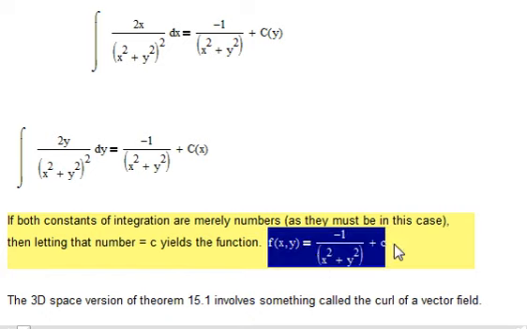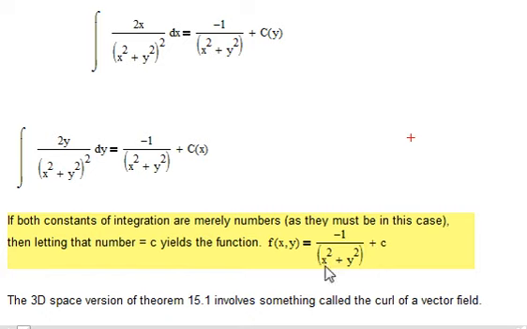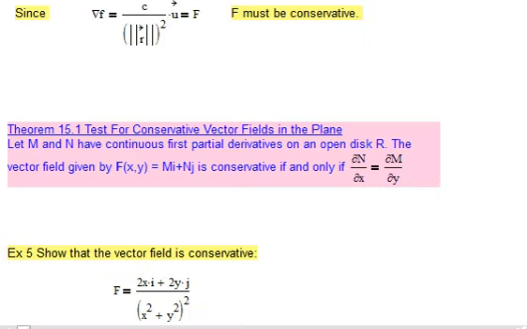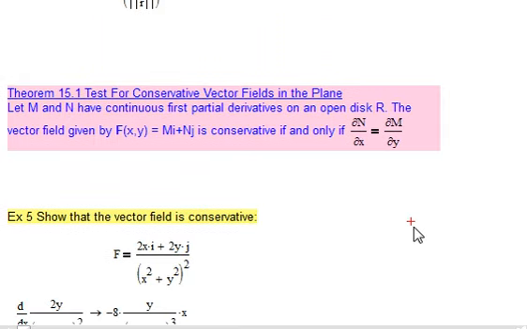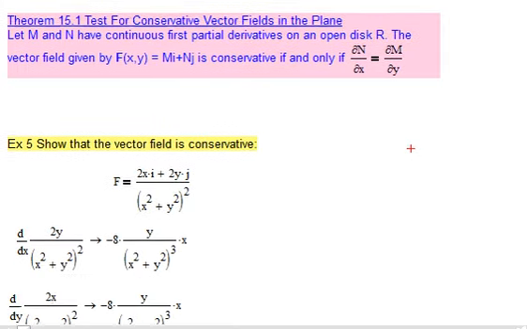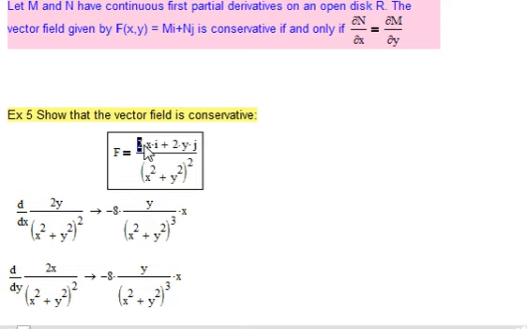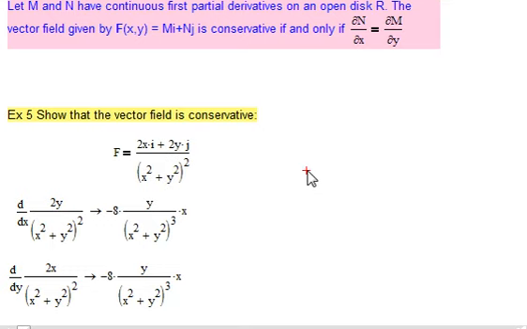So here's our potential function, f of x, y equals negative 1 over x squared plus y squared plus c. So the potential function for this vector field, remember, 2x over this denominator is the derivative of something, and 2y over this denominator is the derivative of something.